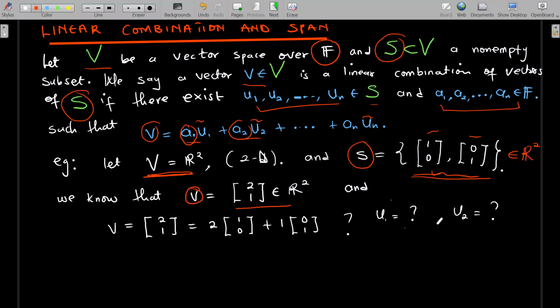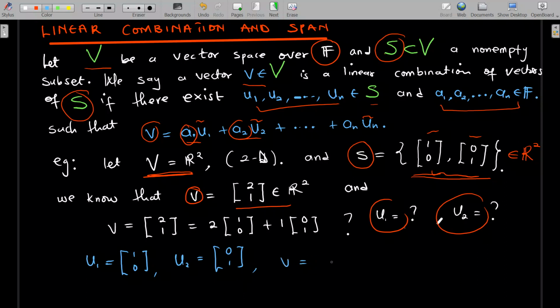So here, can you identify u1 and u2? Assuming that the vectors in S are called u1 and u2, you can choose u1 to be the vector (1, 0), and u2 to be the vector (0, 1). So you can say that this little v is actually 2 times u1 plus 1 times u2. Here this 2 will correspond to a1 and this 1 will correspond to a2. If S had many vectors, we would have a lot of them. So basically that's the whole idea about linear combination.